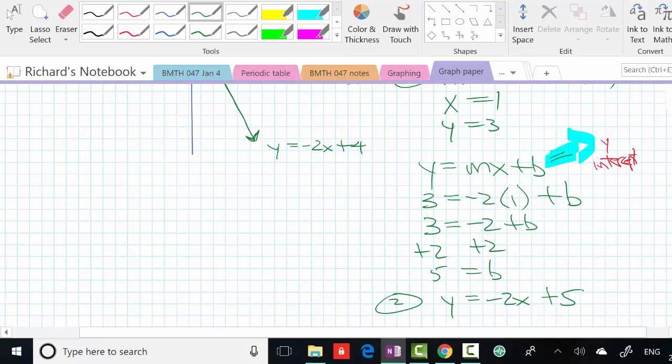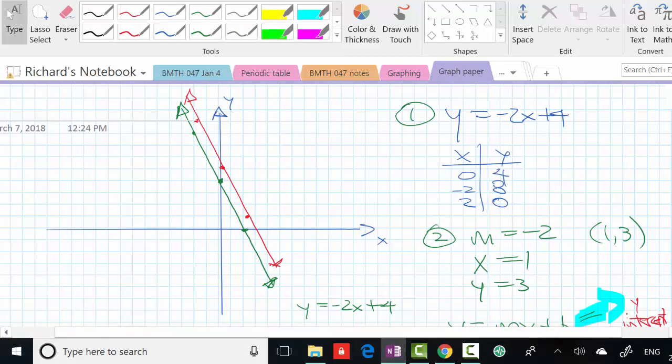Well, I'm going to create a table of ordered pairs for equation number 2. X and y, 0, 2, and -2. When x is 0, y is 5. When x is 2, -2 times 2 is -4. -4 plus 5 is 1. When x is -2, -2 times -2 is +4. 4 plus 5 is 9. Now I have some points that I can plot on the same axis.